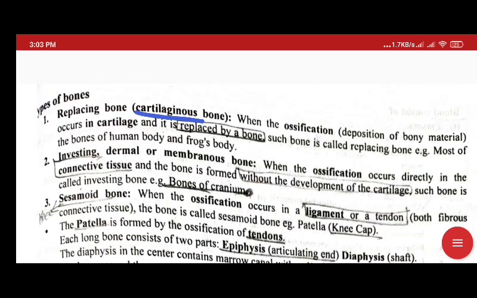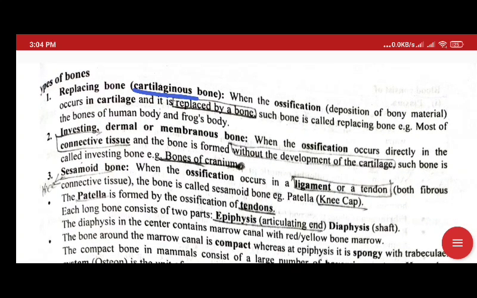Here in replacing bone, first it was cartilage type of bone, and now it becomes bone when calcium is deposited on it. That is called ossification, the deposition of bony material, that is calcium, in cartilage. That is called replacing bone, found mainly in the human body and the frog's body. Now investing or dermal bone. Dermal means skin, and investing or membrane bone are different names.